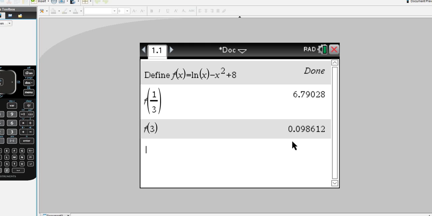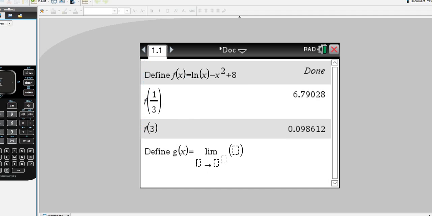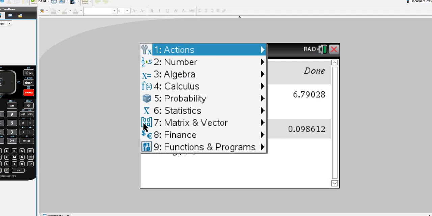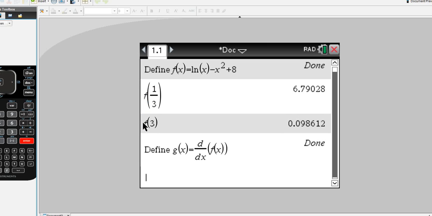So if you want to do this, we're going to reuse this function a few times. On the way, I'm going to say that g of x is just a placeholder for f dash, the derivative. Now to find the derivative, go to Calculus, and right at the top, derivative with respect to x of f of x.